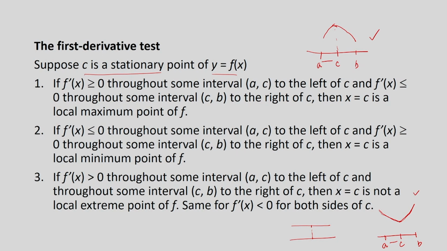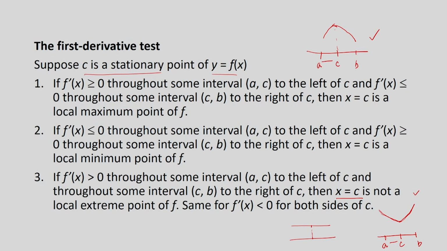Third case, if f dash of x is greater than 0 throughout some interval a to c to the left of c and throughout some interval c to b to the right of c, then x is equal to c is not a local extreme point of f. Same for f dash of x less than 0 for both sides of c.